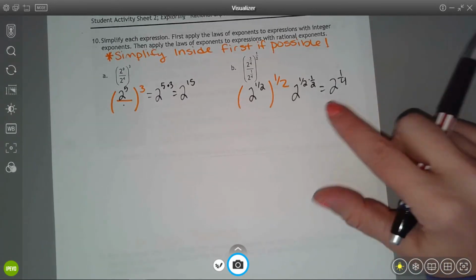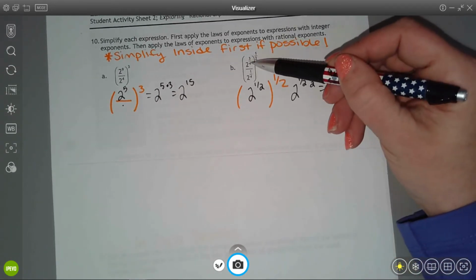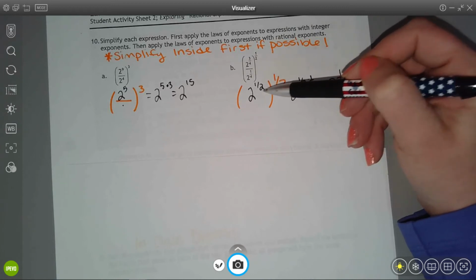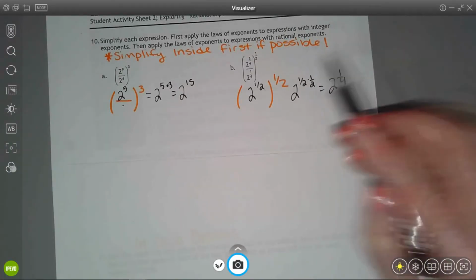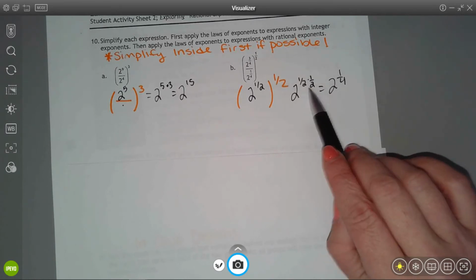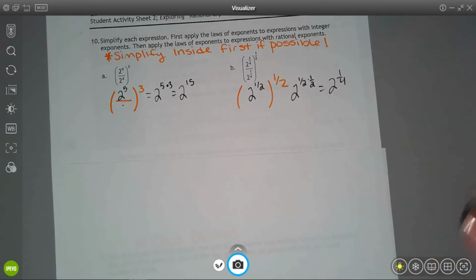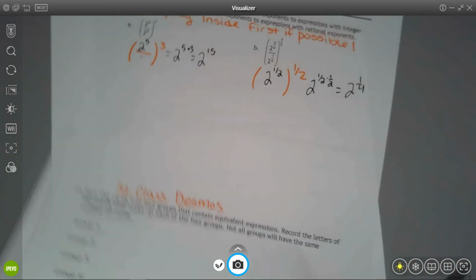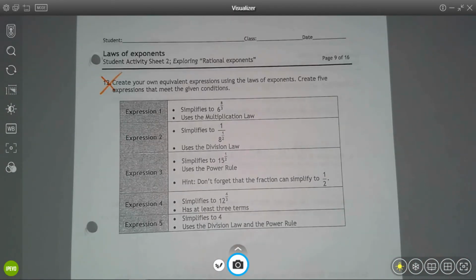Same thing on this problem. Simplify, we just did this: 3/4 minus 1/4 leaves me with 2/4, which is 1/2. 1/2 raised to the 1/2, multiply them, and we get 1/4. Okay, number 11, you're going to do in class with your teachers. Go ahead and cross off number 12. We're not going to do that problem.